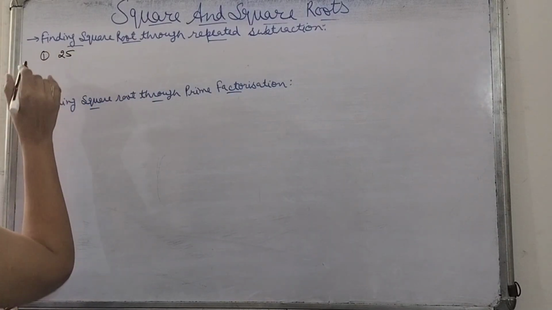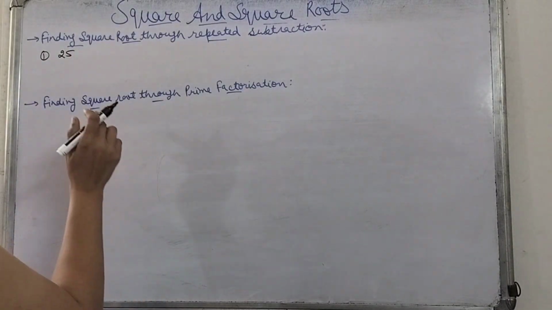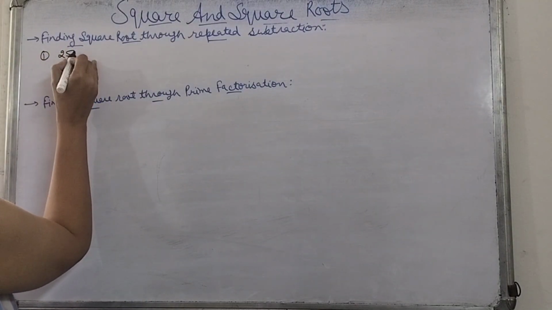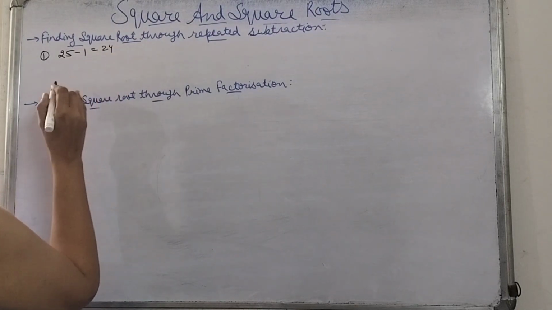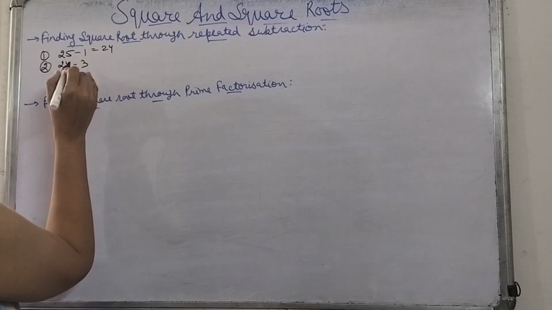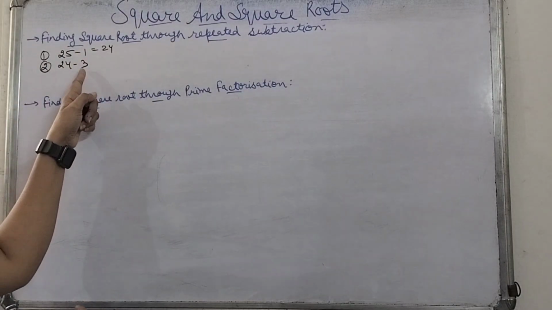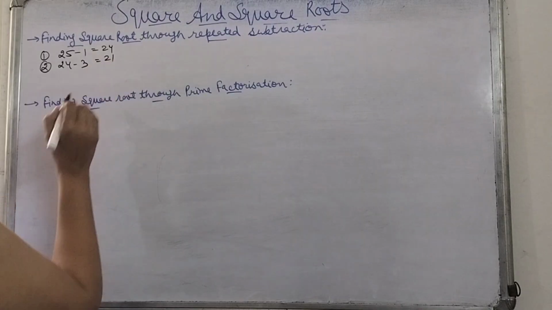So what we will be doing is subtracting the odd numbers from it. The first odd number is 1. So in the first step, we will be subtracting 1 from 25, and we will be getting 24. In the next step, we will be subtracting 3 from it. After 1, the next odd number is 3. So we will be subtracting 3, and we will be getting 21.